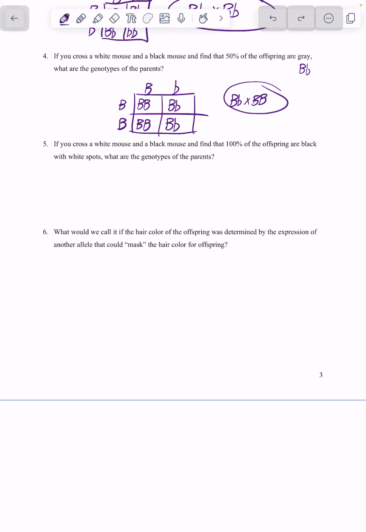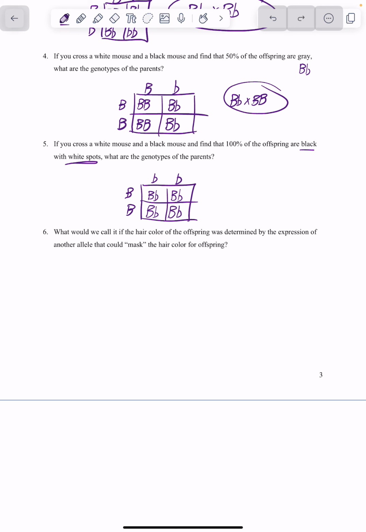And 5, you cross a white mouse and a black mouse and find that 100% of the offspring are black with white spots. Well, first of all, black with white spots is an intermediate phenotype. This is going to be codominance. What are the genotypes of the parents? Well, 100% are heterozygous. Maybe I got a lowercase b here from this parent, which means I must have had a big B there. And if I had a big B there, then that's how I got these. So this one must be a lowercase b. So the parents must have been both homozygous, but for different traits.